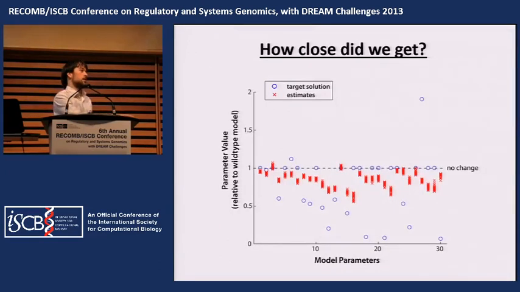Okay, so this is a plot showing how close the algorithm actually got in terms of the parameter distance, as has been mentioned already. So here, the y-axis shows the value of each of the 30 parameters, which are just listed in a somewhat arbitrary order. The black dashed line represents no change in the parameter from the wild type model that is open source.